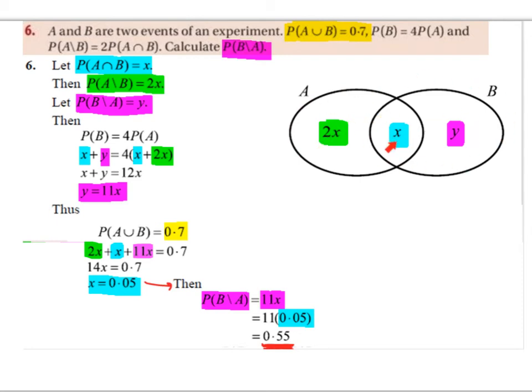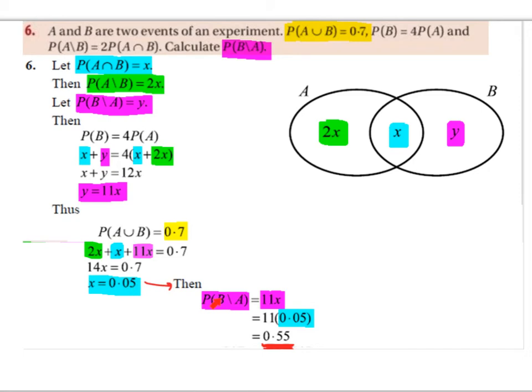So 2X plus Y, which is actually 11X, should be equal to 0.7. So 2X plus X plus 11X equals 0.7. 2X plus X plus 11X is 14X. And 0.7 divided by 14 is 0.05. So X is 0.05, so the intersection is 0.05.